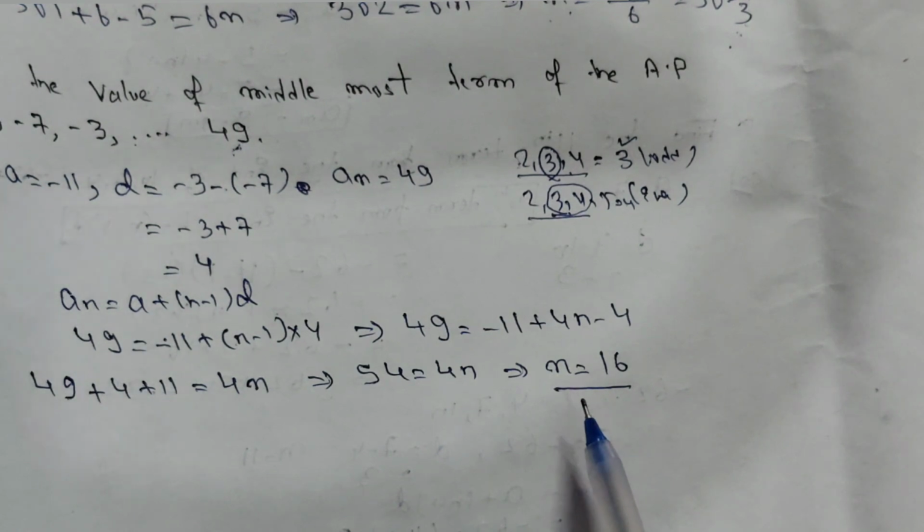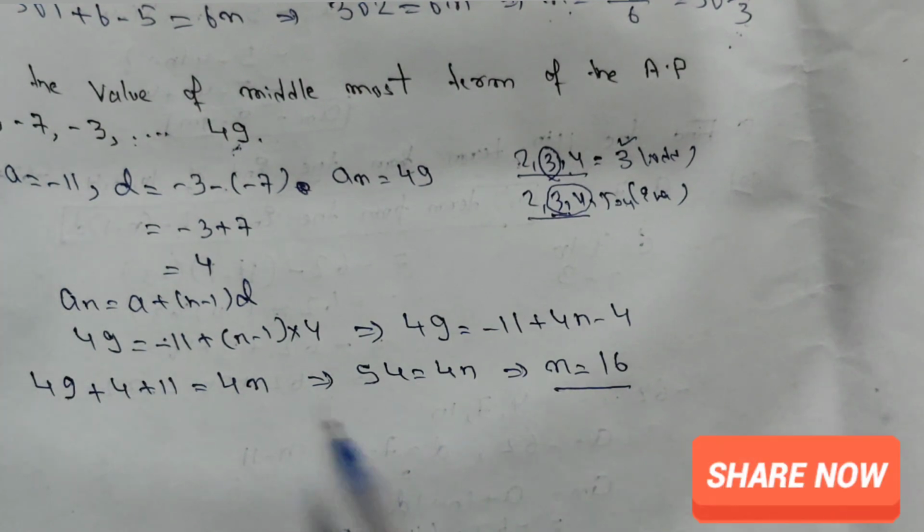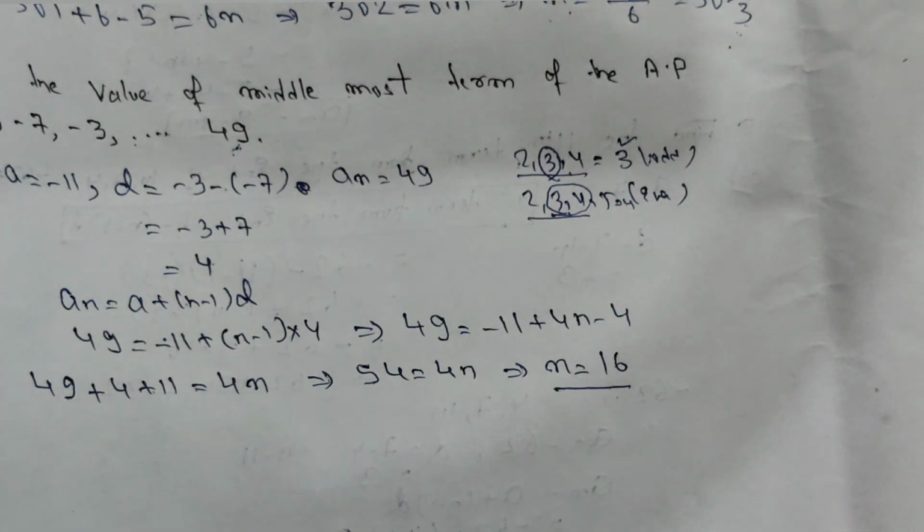Means what does it say? There are 16 numbers. Okay, understood. They are saying total 16 numbers are there. In that we have to find out the middle one. So 16 means is even. Whenever even comes, there are two middle terms in this case. Okay, so which one will be middle?